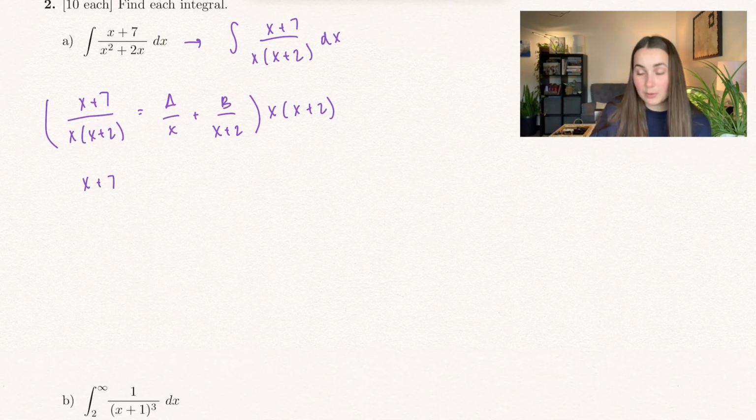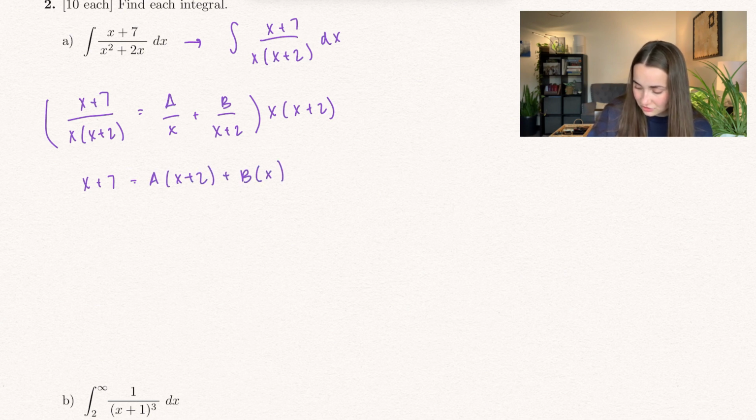Now what we're doing is we're multiplying that by the entire denominator, x times x plus 2. So on the left side, we're just left with x plus 7, which is equal to a times x plus 2 because the x cancels out, plus b times x because the x plus 2 cancels. Here you can plug in zeros if you wanted to. So first you could plug in that x is equal to 0. On the left side, we get 0 plus 7 is just 7 is equal to 2a. And notice that this term zeroes out, which is the purpose of doing it. So we get 7 over 2 is equal to a.